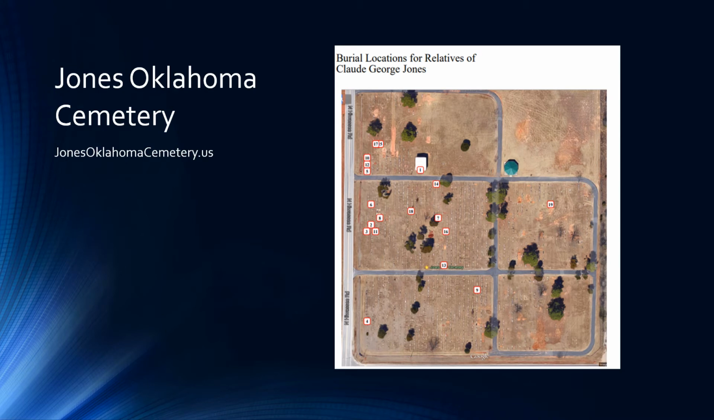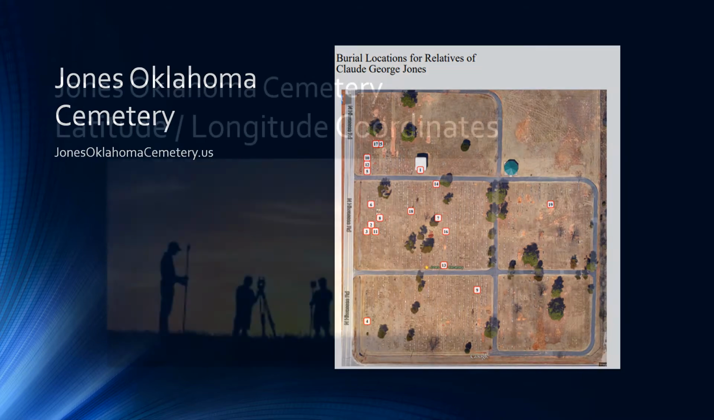The jonesoklahoma.us website also uses that information for the maps that it creates to show the burial locations for all of a person's relatives. The white squares with numbers are the relatives' burial locations. So that's what the coordinates are and how we use them. I want to take a few minutes to tell you how we got the coordinates.